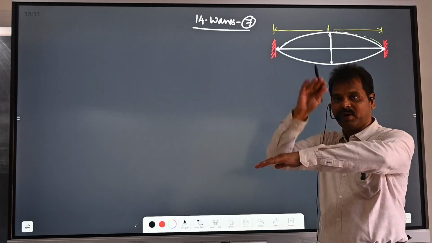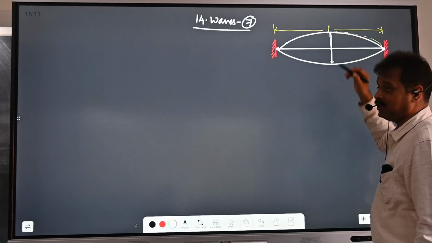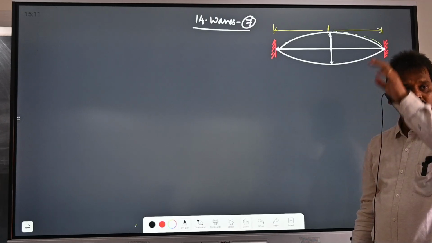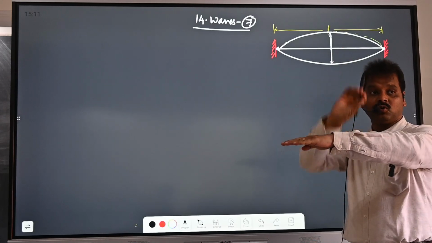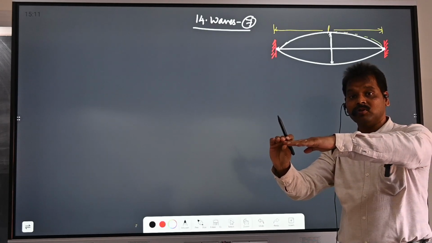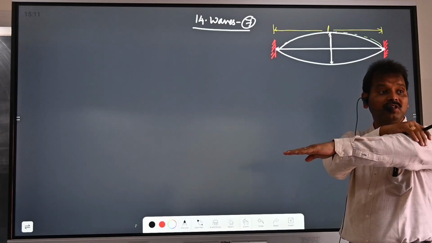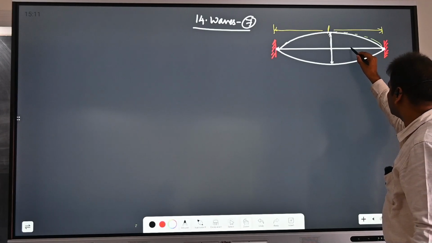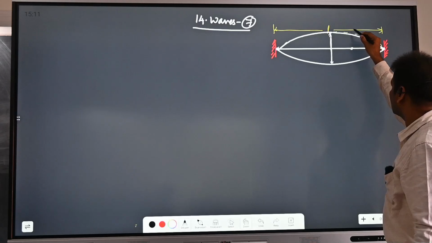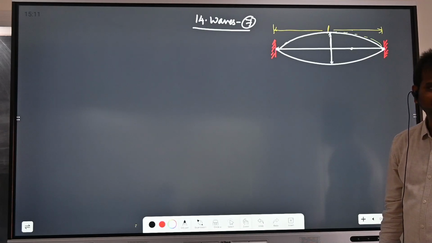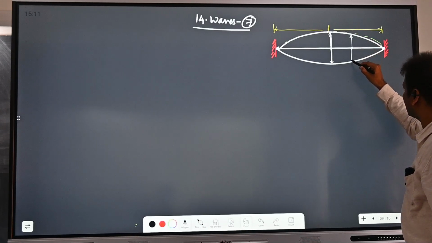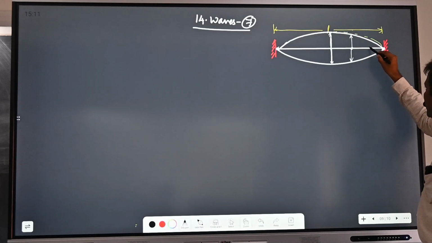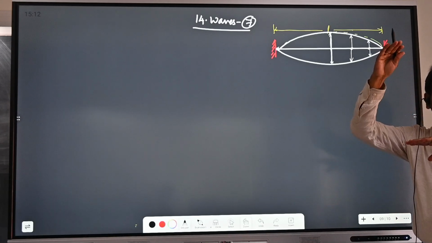Now, when the string is vibrating, students, will this point always have the same amplitude or a different amplitude? Same. The middle portion always oscillates between two maximum values. But what about this end? It never vibrates. What about this point? Can it go up to here? Say yes or no? No. It always goes up to this distance or comes to this distance. What about this point? It will go up to here and down to here only. It will not go beyond that amplitude.